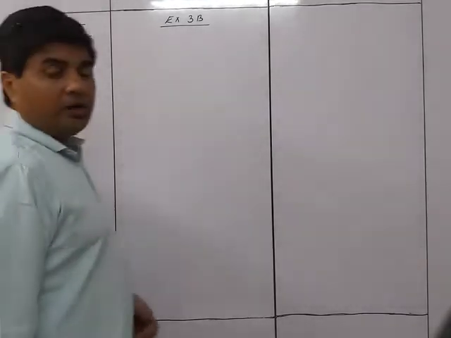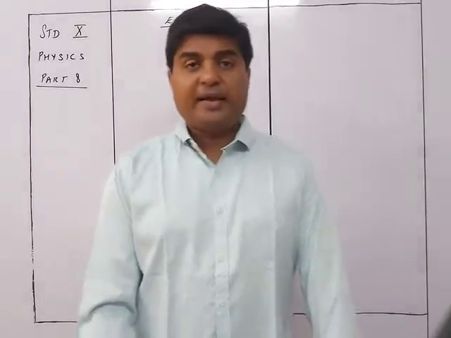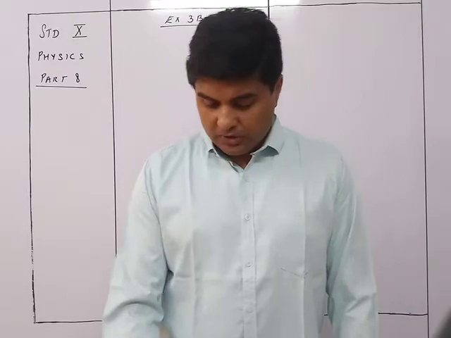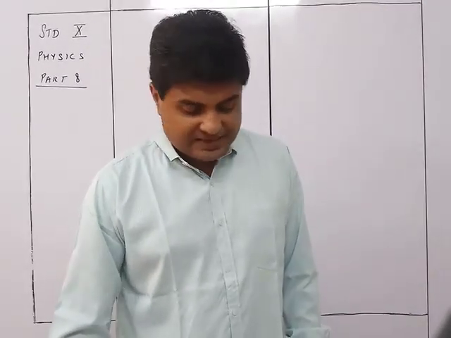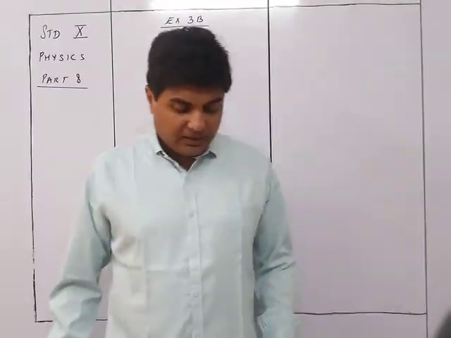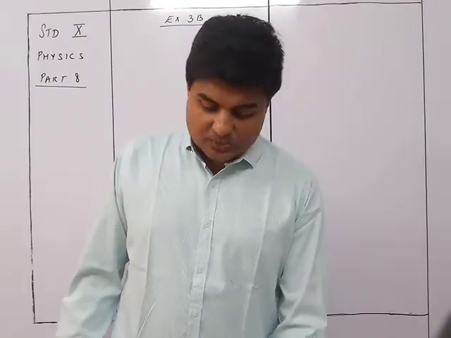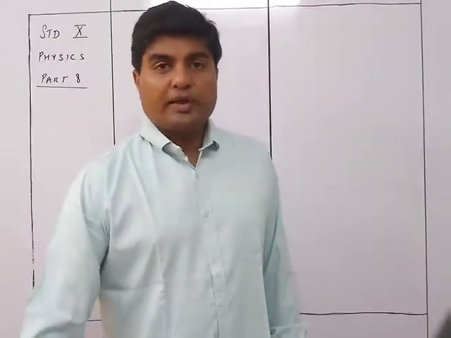So now we move on to the numericals which are there based on the pulley system. So that is exercise 3b, the numericals part. There are 11 such questions, so let us go through them one by one.